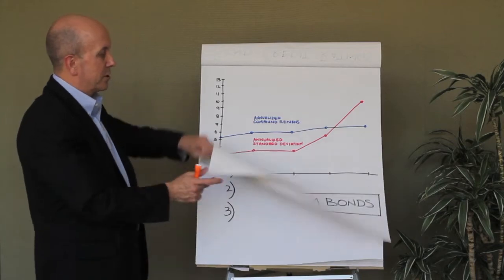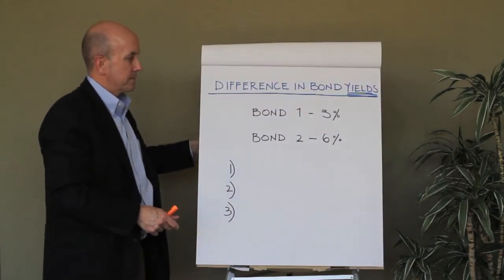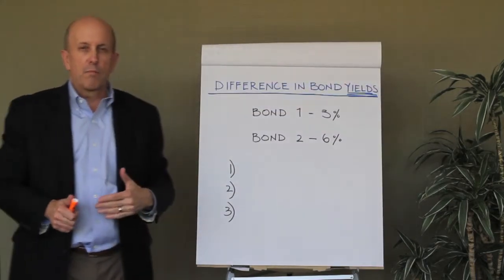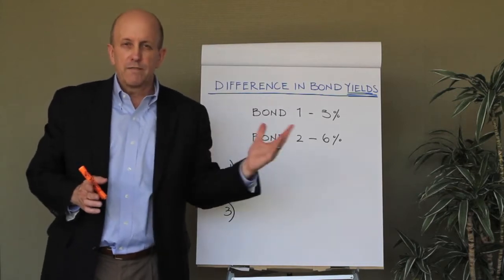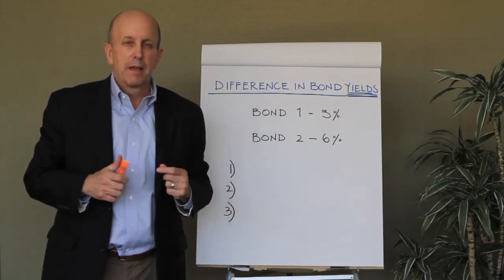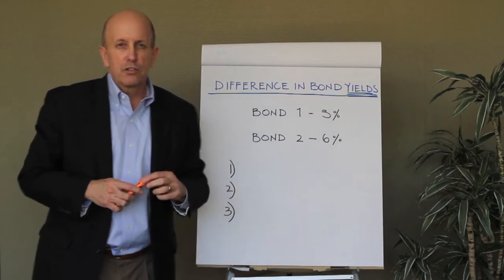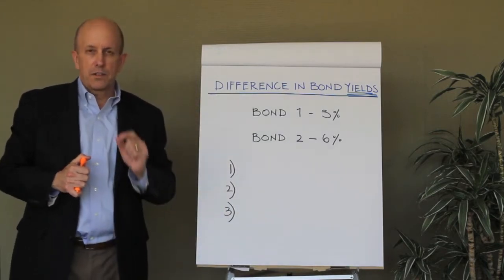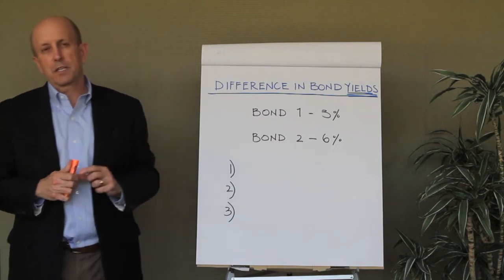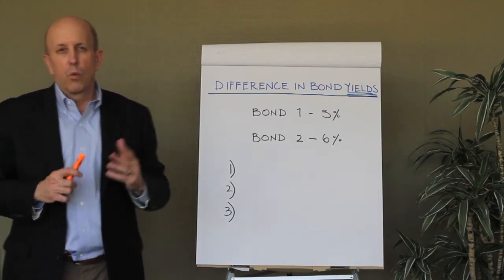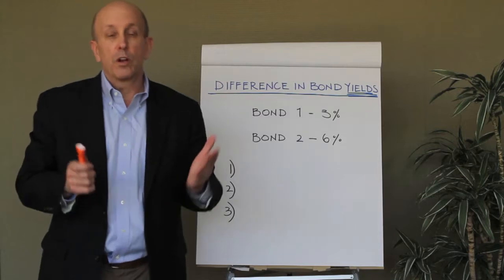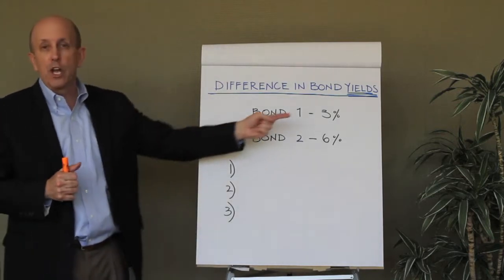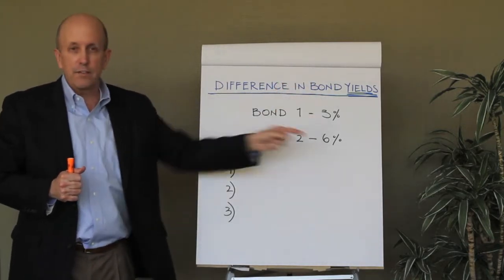So the types of returns you get from bonds are both in their change in value of the principal and the stated yield. So if I were to offer you two different bonds, one is a 3% bond and another is a 6% bond, which is better? We don't know yet. How do we know what accounts for the difference in these two bonds?